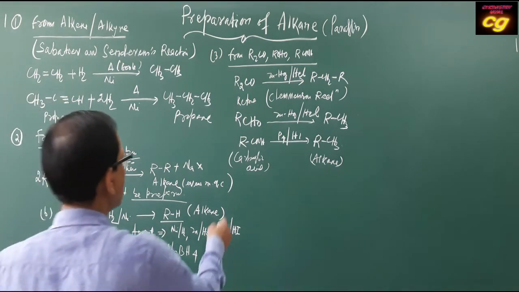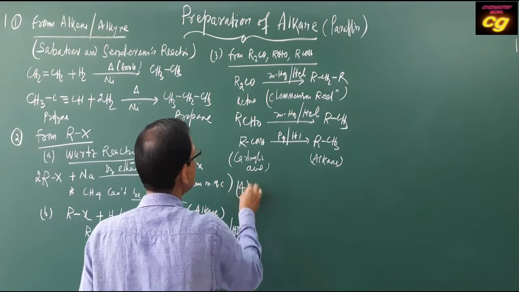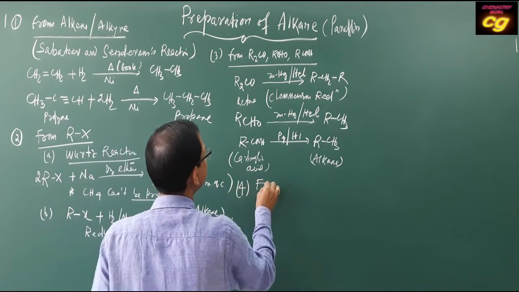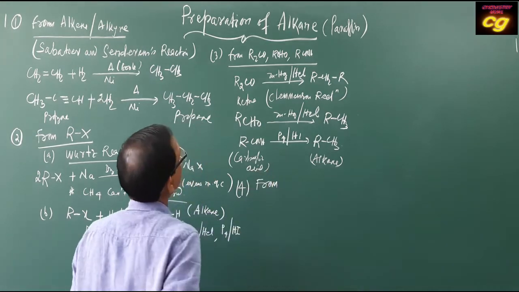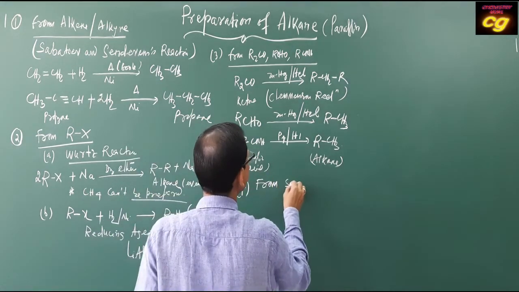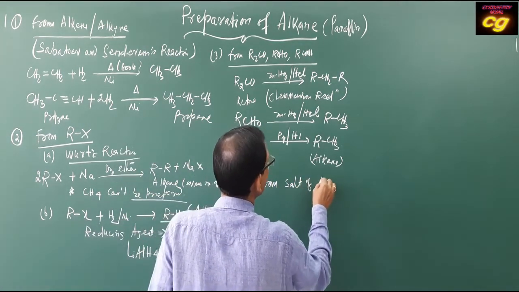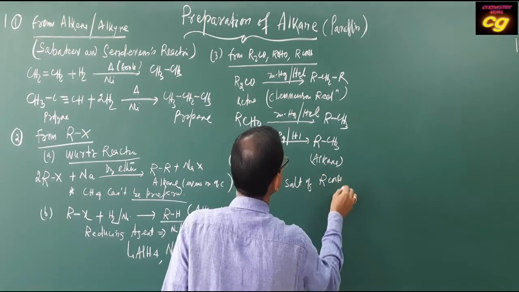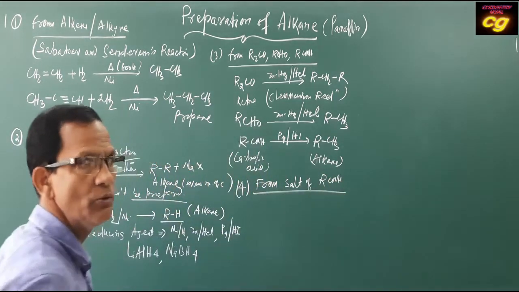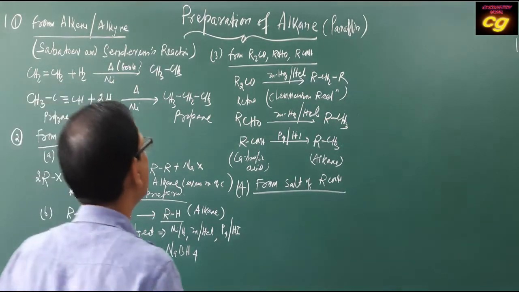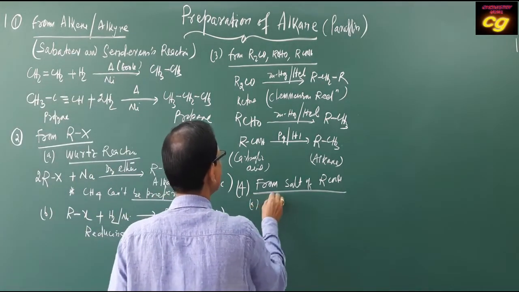Then another important method: from acid you can also prepare alkane from the salt of acids. From the salt of an acid we can prepare alkane. One method is decarboxylation.